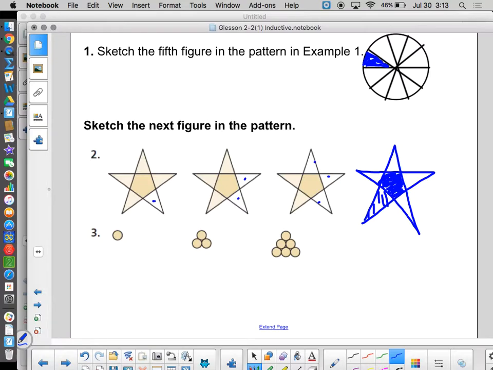Or gosh, I've got 1 circle, then 3 circles arranged in a triangle, then 6 circles arranged in a triangle. What am I doing? I'm adding a row each time. So my next one is probably going to be 4 circles, 3 circles, 2 circles, 1 circle. And if we wanted to go to the 5th number in that, we'd probably add 5 circles along the bottom. You get the idea. Inductive reasoning. We're looking for a pattern, and we're expounding on it.